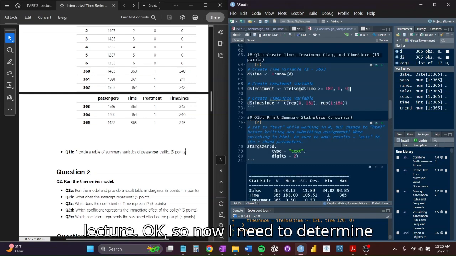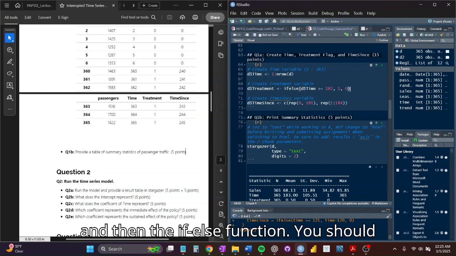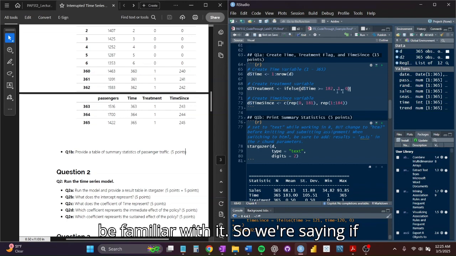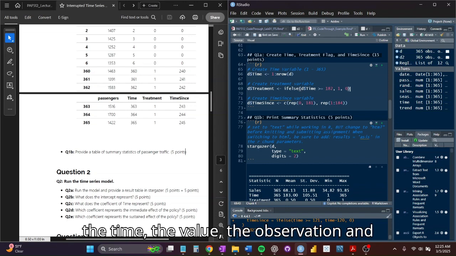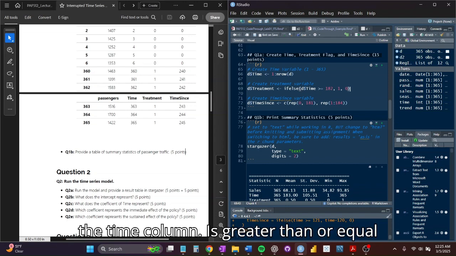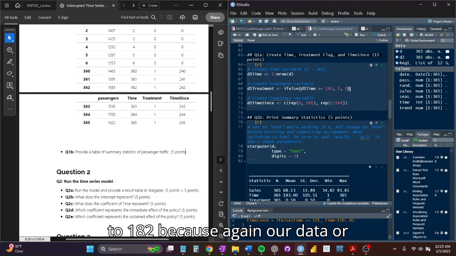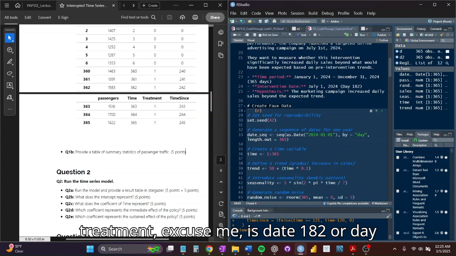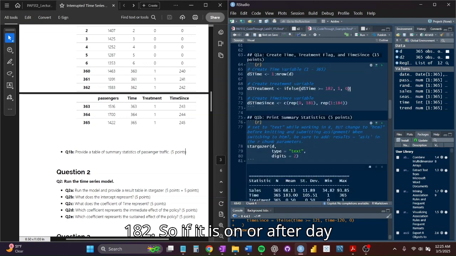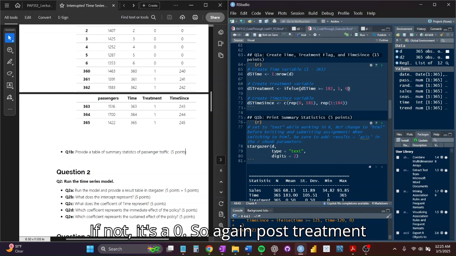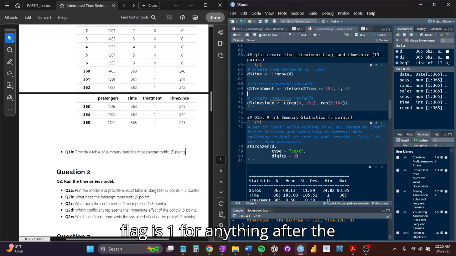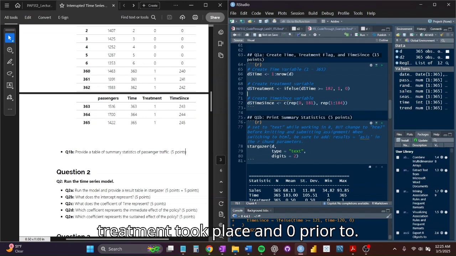Okay, so now I need to determine, or create, excuse me, my treatment flag. So I create a new column, treatment flag, and then the if else function, you should be familiar with it. So we're saying if the value, the observation in the time column is greater than or equal to 182, because again, our treatment is day 182. So if it is on or after day 182, we want a 1 in that. If not, it's a 0. So again, post-treatment flag is 1 for anything after the treatment took place, and 0 prior to.